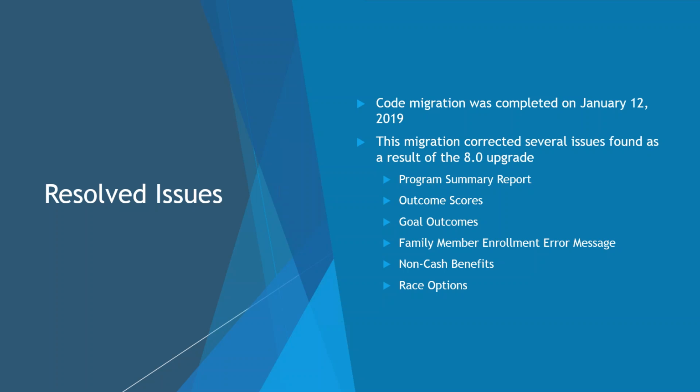You may have noticed that we had an issue with the outcome scores as well. That has now been corrected. The outcome scores are now populating once again. As a result, that also corrected the issue that was causing the goals outcome to not be working properly. These issues were actually related, so when the outcome scores were corrected, it did also correct the goal outcome.